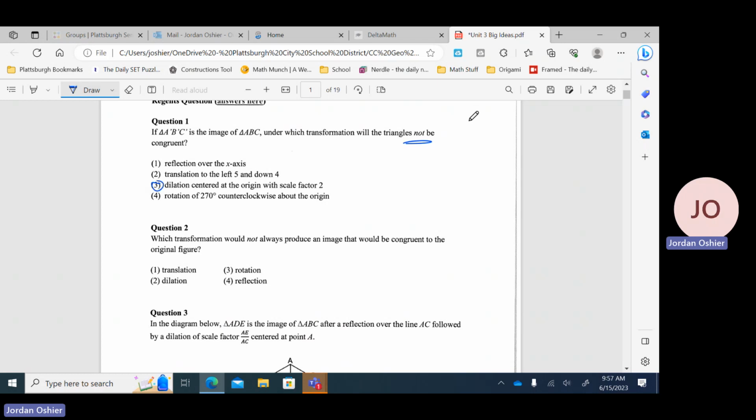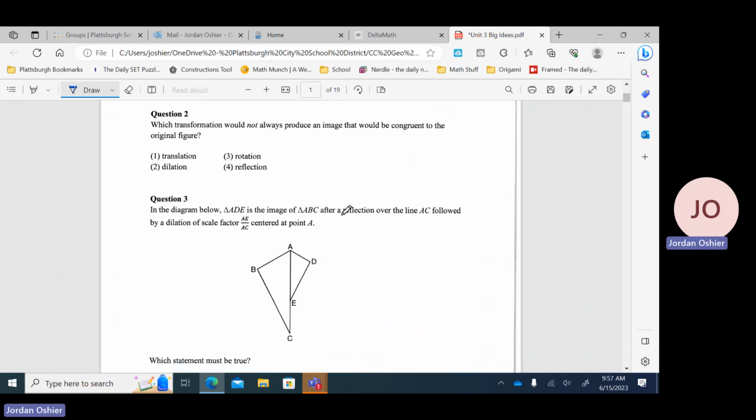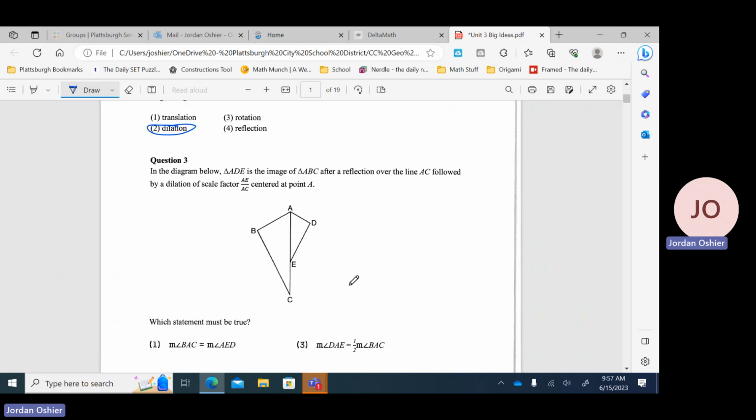That's going to be a dilation. That should be a pretty much automatic one. Which transformation would not always produce an image that would be congruent? Again, we're looking for dilation. Those two should be pretty easy questions.